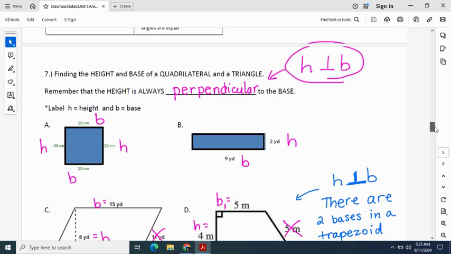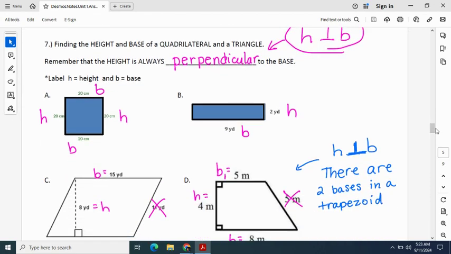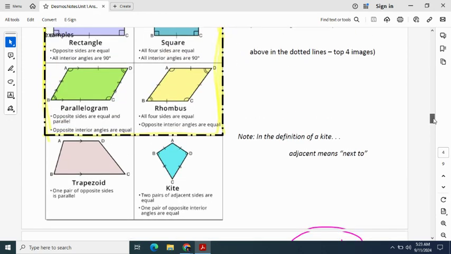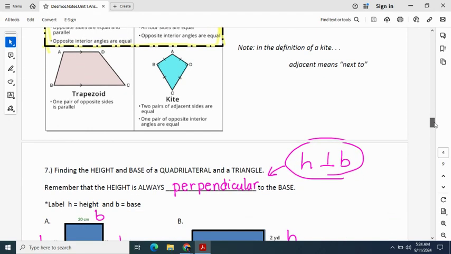Now, what about finding the height and base of a quadrilateral? At this time, I want you to pause and see if you could fill out the next page. Okay, I hope that you filled out the next page. If you didn't, pause again and then fill it out. But if you did pause, then I want you to check your answers.